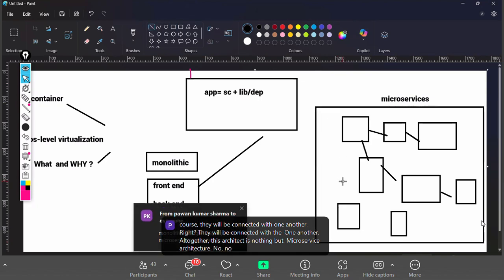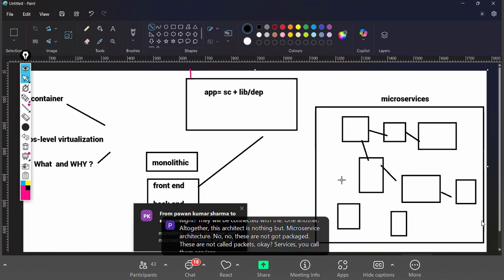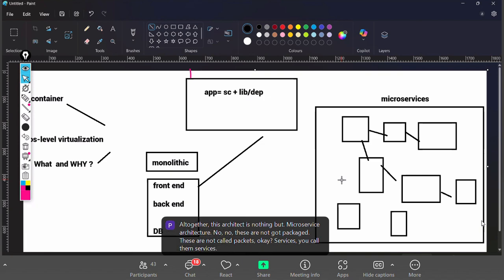No, these are not called packages. Okay, services, you call them services. Don't call them package. Call them services as of now. So now what I'm saying about the services.